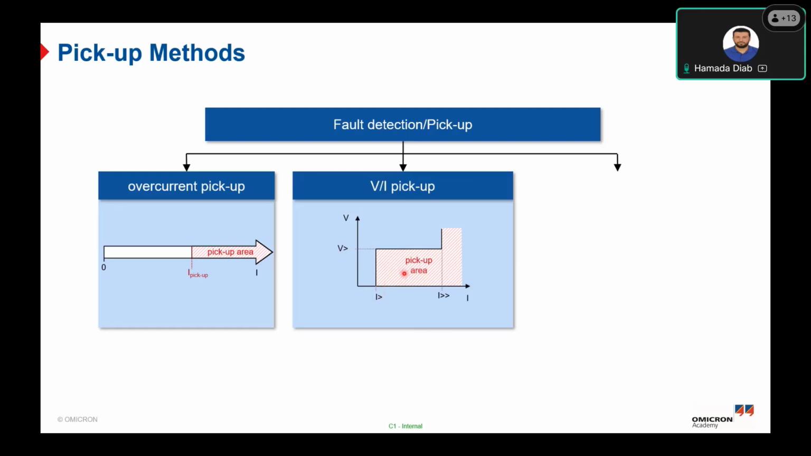Since the voltage is less than this value and the current is greater than this value, it will be located in the pickup area, which means the distance protection will be started, will be picked up, and if the time elapses, it will trip the circuit breaker after the trip time setting.